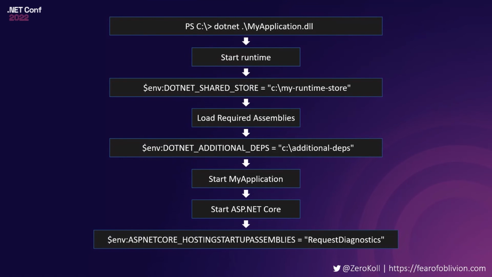Then .NET is going to look, are there any additional dependencies for this ASP.NET Core web app or Microsoft ASP.NET Core app version 7, and it's going to find that inside of the additional deps folder based on that environment variable. Then it's going to look at that deps.json and load those assemblies as well, because it was told to add additional deps to the runtime. Then it starts the application. The application starts ASP.NET Core. ASP.NET Core looks at the ASP.NET Core hosting startup assemblies environment variable and finds request diagnostics. It asks to load the request diagnostics assembly, which has been loaded by the additional deps, and it injects itself into the code.